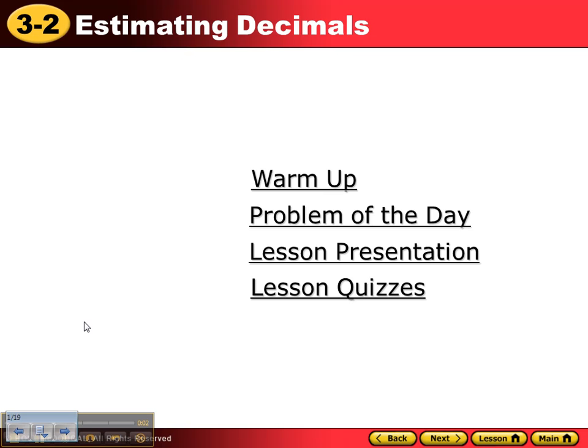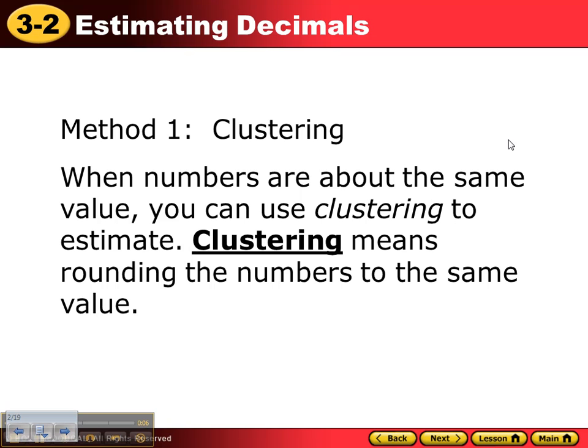For estimating decimals, the first method we learned about is clustering. That's when numbers are about the same value, we can use clustering to estimate. Clustering means rounding the numbers to the same value. Let's practice this with an example.